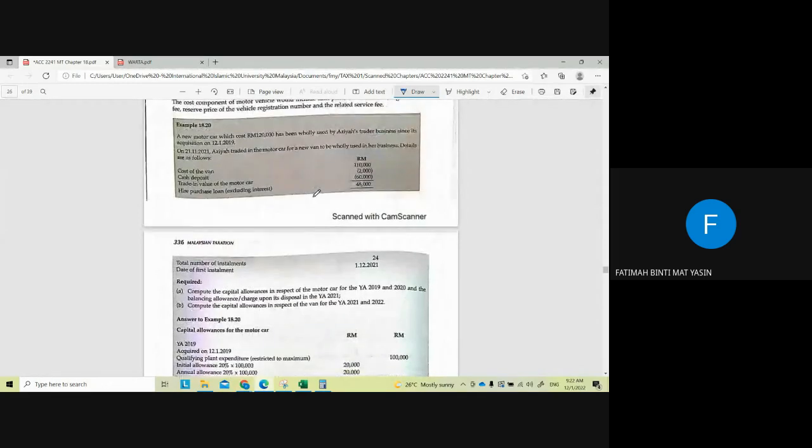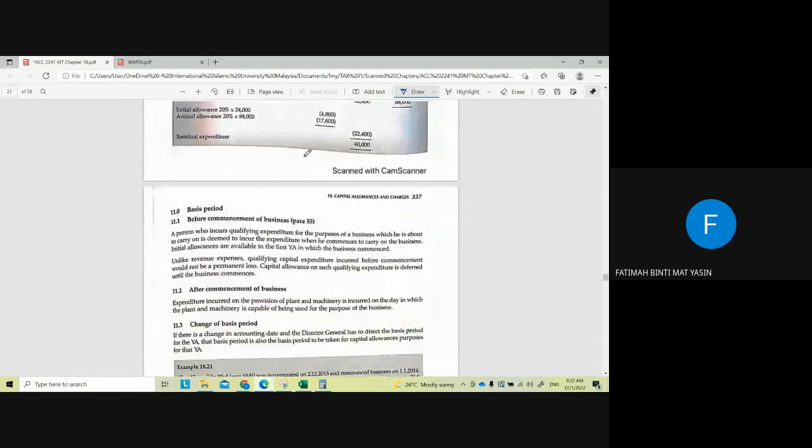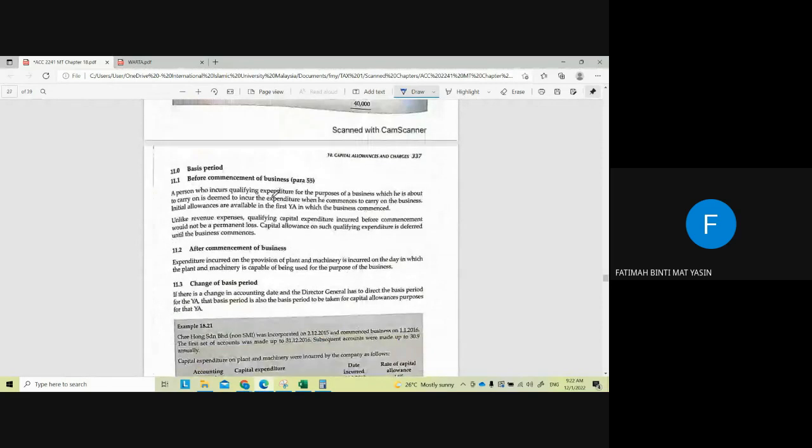Let's discuss another example, because this example is not comprehensive. Madam is afraid there is not enough time. So you can read this example on your own.